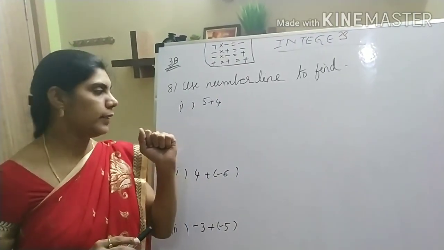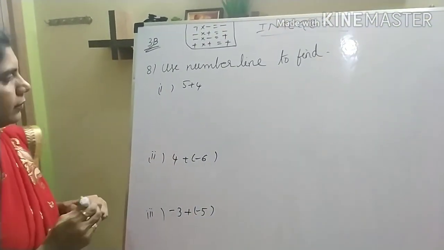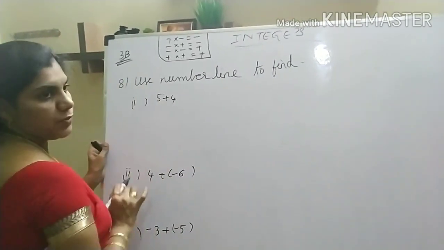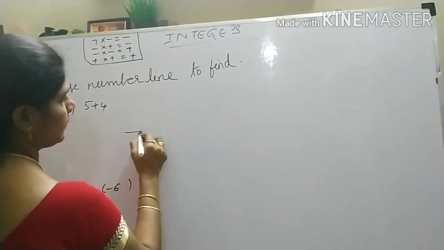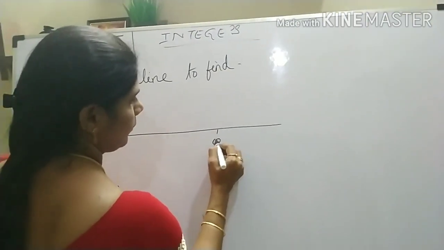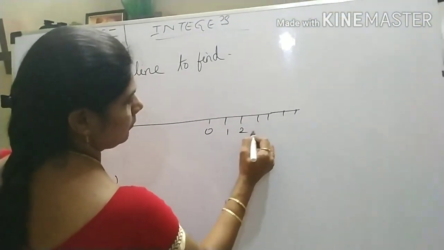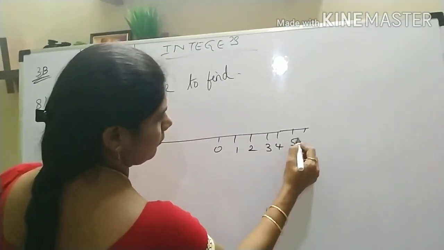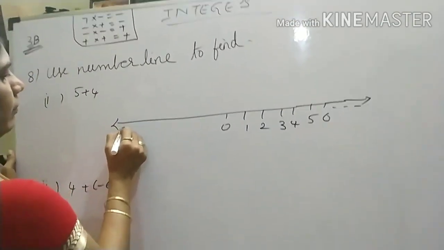Use the number line to find the following subtractions or additions. Okay. See, first one, 5 plus 4. What do we have to use? Number line here. What is our number line? So 1, 2, 3. This is your number line.